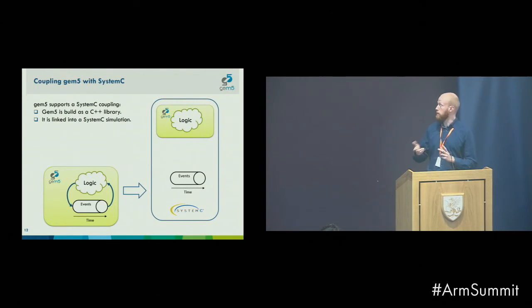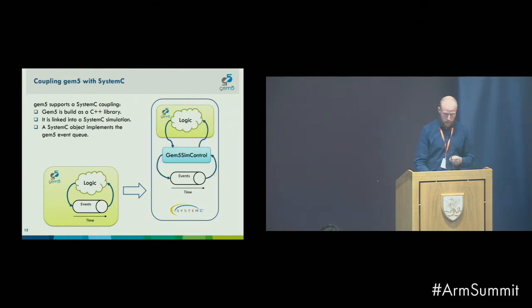And now what we need is something that couples these two. This is why a module was introduced, a SystemC module, Gem5 sim control. And basically what it does is it replaces the Gem5 event queue with a hook to the SystemC event queue. So whenever you would schedule a Gem5 event, what happens is you get a SystemC event, it will be scheduled, it will be executed, driven by the Gem5 logic. So this already worked a while ago.